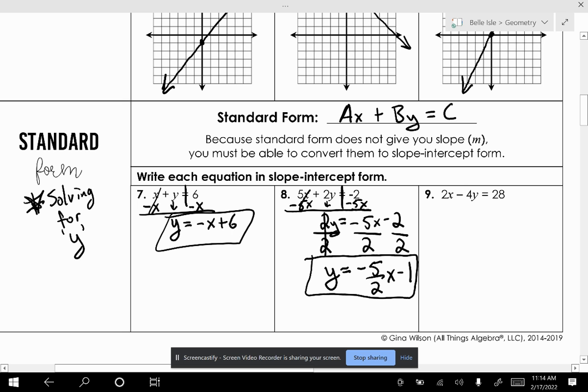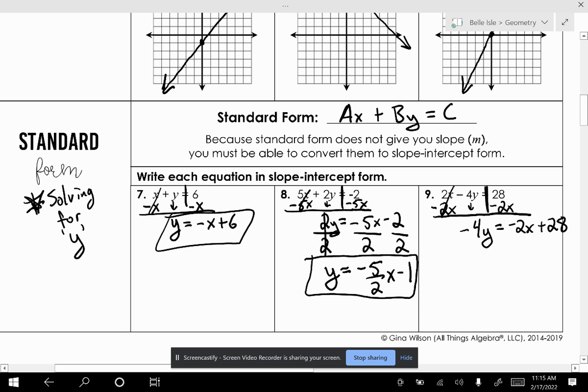Okay, guys, I'm gonna walk through number 9 so you can check yourself. Locate the variable. Variable's on the left side. I'm going to undo any addition or subtraction, which means I need to move the 2x. Move the 2x by subtracting 2x from both sides. 2x will cancel out on the left side, leaving us with negative 4y equals negative 2x plus 28.